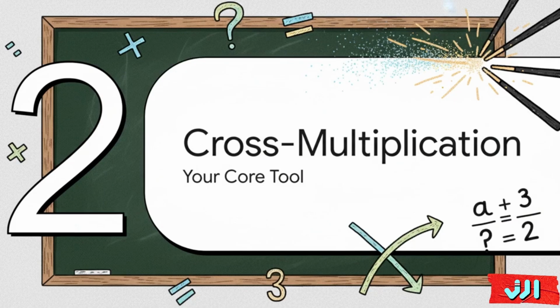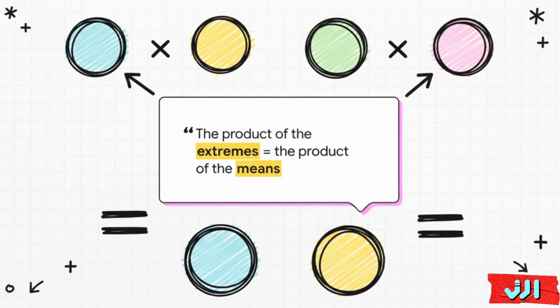And that brings us right to that magic trick I was talking about. This is your number one go-to technique for proportions. Honestly, it's a total game changer, so let's get right into it. This, right here, this one little sentence says it all. In any true proportion, if you multiply the two outside numbers, the extremes, you will get the exact same answer as when you multiply the two inside numbers, the means. It's a rule that never breaks.